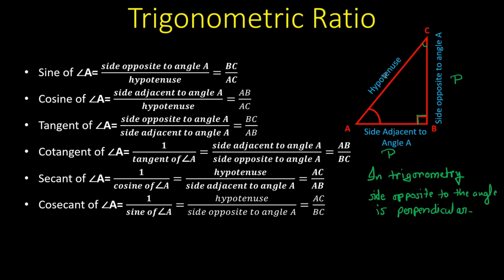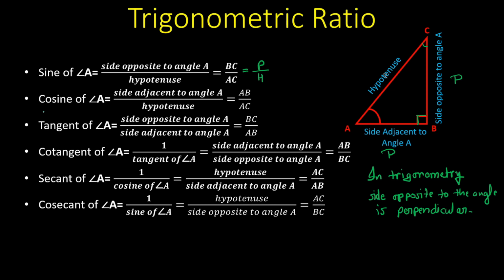Sine of angle A. What is sine of angle A? These things are given in your textbook. So firstly we will see sine of angle A. Side opposite to angle A upon hypotenuse. Means you can simply say, side opposite to the angle means perpendicular upon hypotenuse. In short we can write it as the ratio P upon H, or BC upon AC.